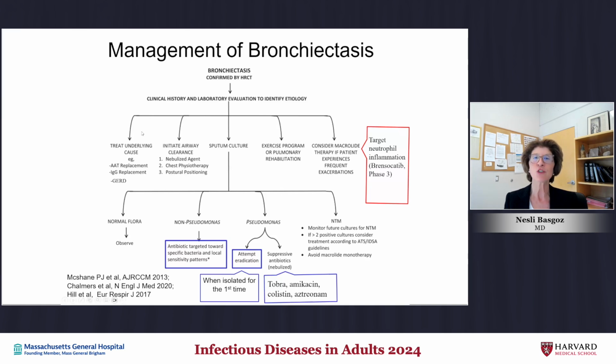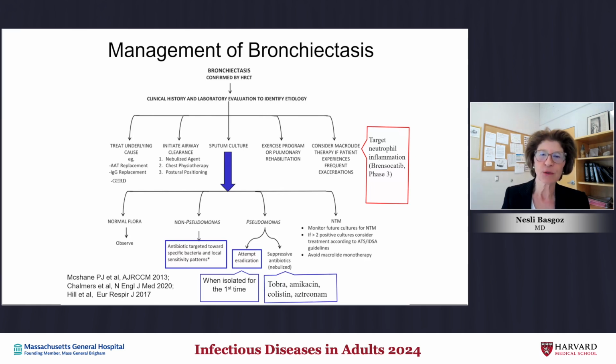Although we as clinicians think that this helps, be aware there's very limited data about airway clearance. Finally, we'll talk more about macrolide therapy. I do want to mention that in addition to macrolides, which target inflammation, there are agents in study that are specifically targeted to neutrophilic or eosinophilic inflammation in patients with bronchiectasis.